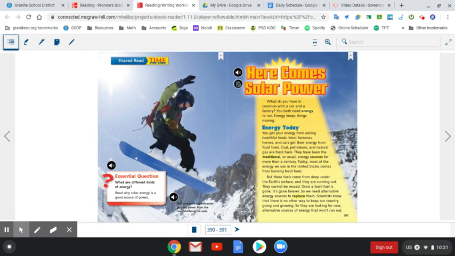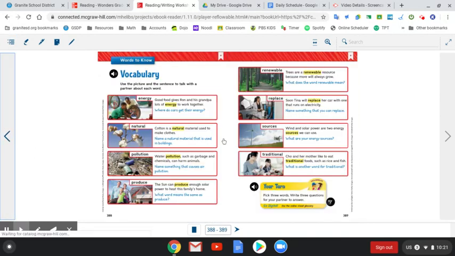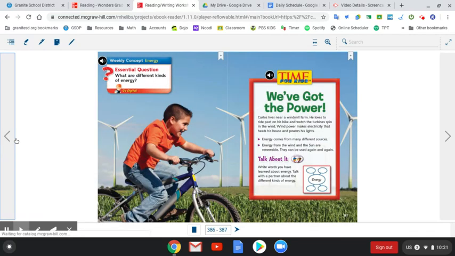All right, let's talk about this week's reading. So, when you first open up your book from your Wonders reading tab, you might have to go back a couple pages, like I'm doing here, and you will find our weekly concept. Our weekly concept is about energy, and our essential question is, what are different kinds of energy? So, we're going to be reading about different kinds of energy.